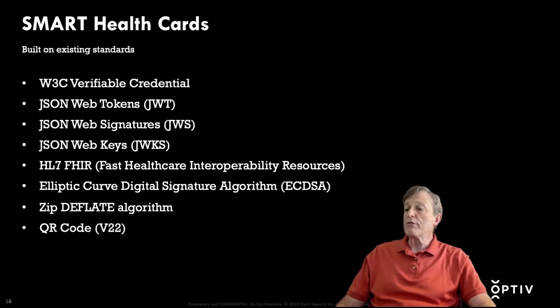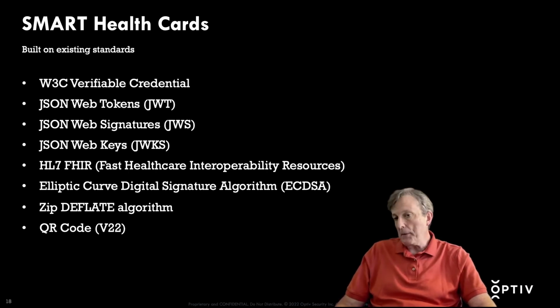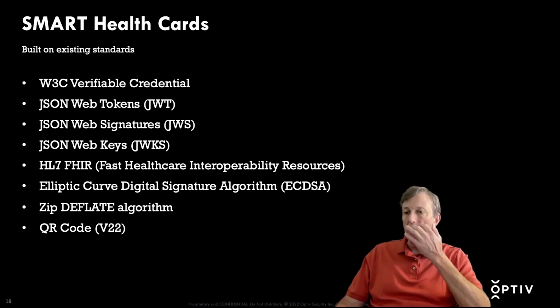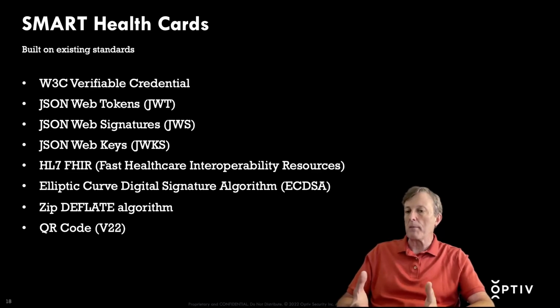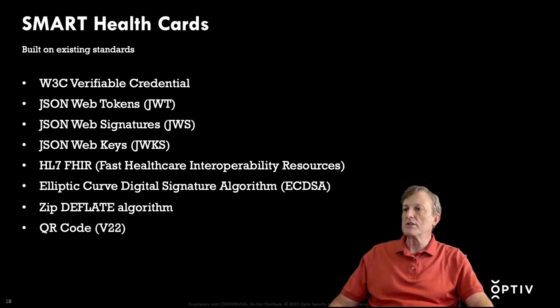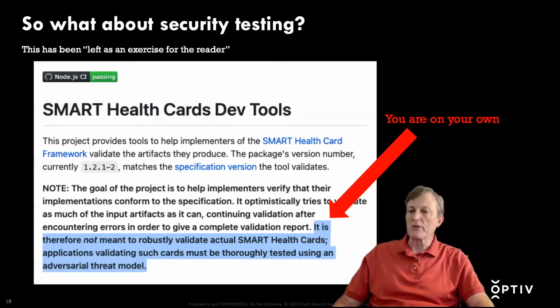They use the Deflate algorithm from Zip, or PK-Zip, wherever you want to call it, but a well-known data compression algorithm that there are a lot of free implementations of. And then they use QR codes, right? If you want to put this thing on paper, you're going to have some sort of a barcode, and QR codes are a standard that you can use fairly freely. So they glued all this stuff together and turned it into what is Smart Health Cards.